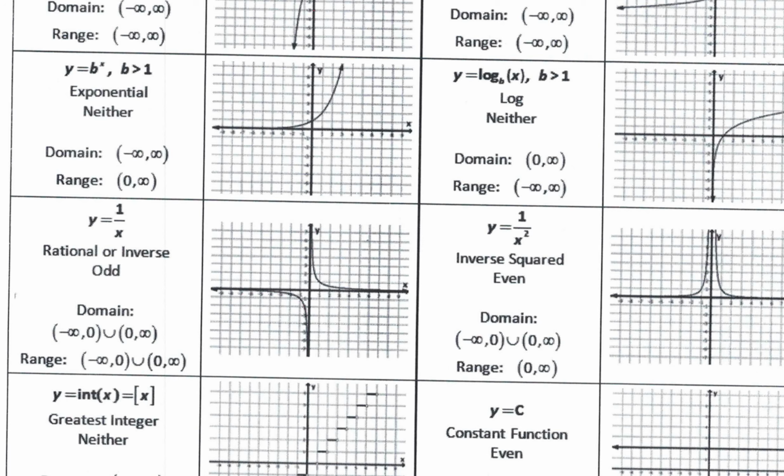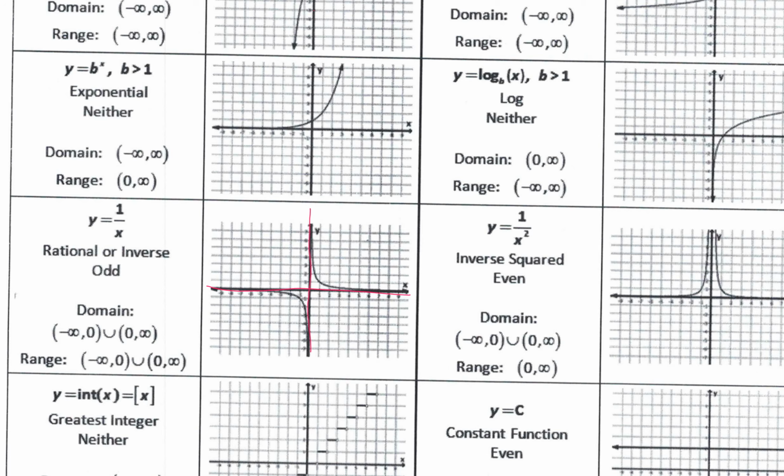The domain and range are different because x and y can't equal 0. It has both a horizontal and a vertical asymptote that it never equals. So we say that the domain restriction is 0: you can't equal 0 for x, and the range restriction is 0: you can't equal 0 for y as well.